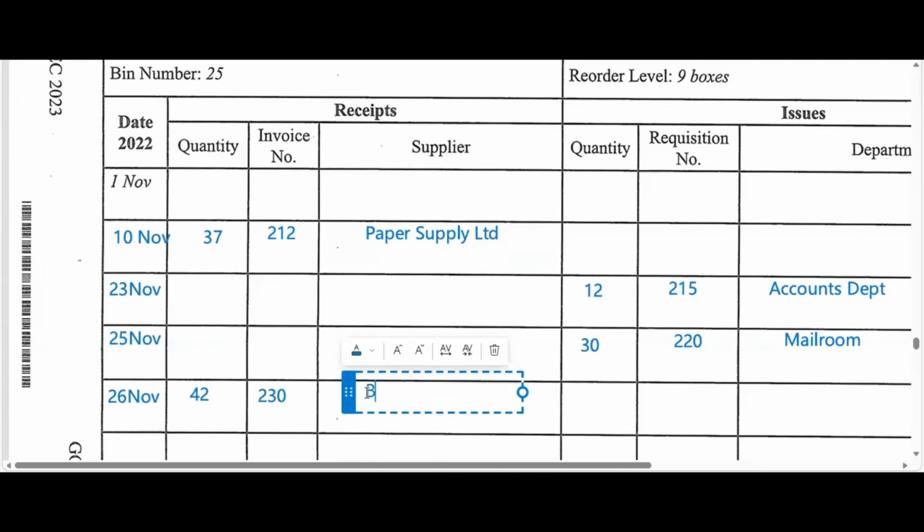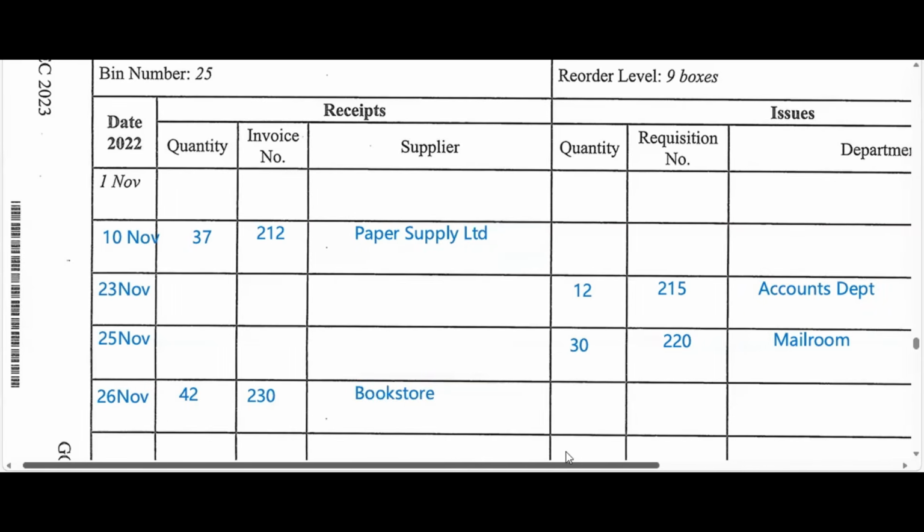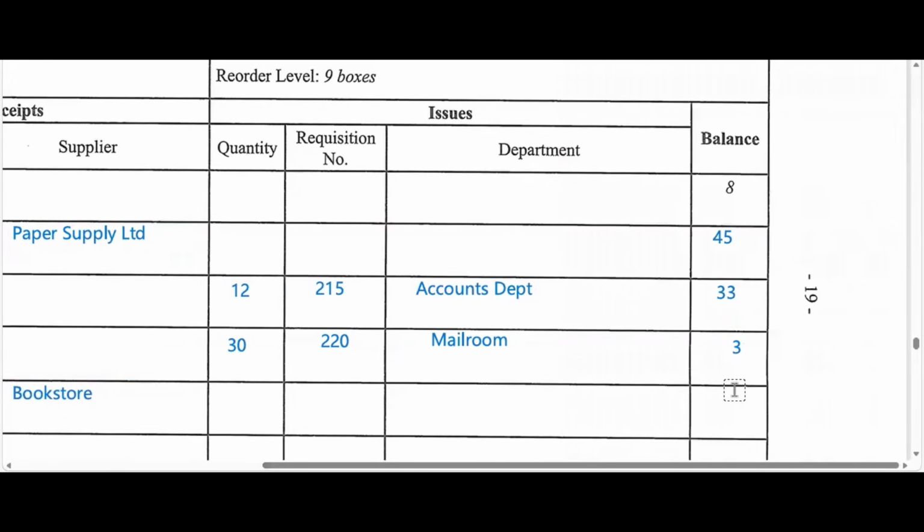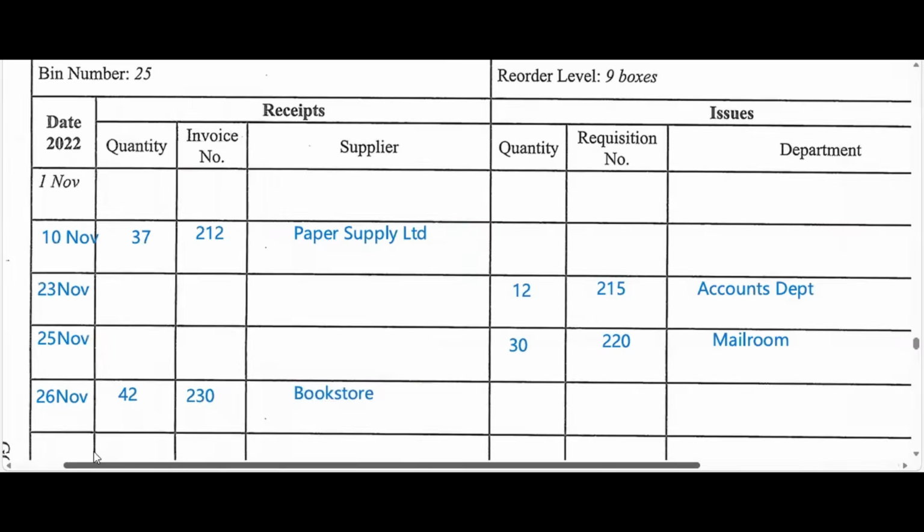Store, supplier, right? So we currently receive 42. We had a balance of 3, right? So 3 plus 42 will give us 45. So now we have 45 white letter size paper.